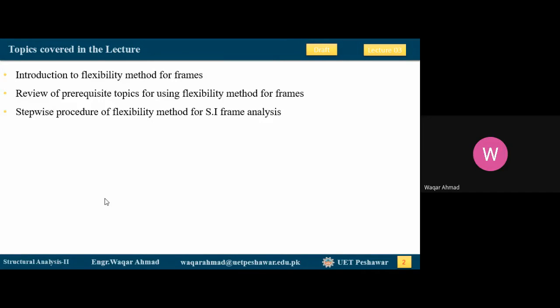We will not discuss it in quite detail, as we will then be doing an example problem on that. So in the example problem, we will be discussing each step in detail, and we will be applying that on an example frame structure. And you will see how the flexibility method works in the case of frame structures. We'll also do another example and then a third one also.